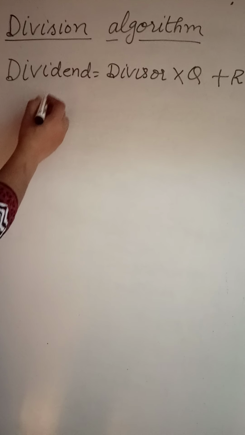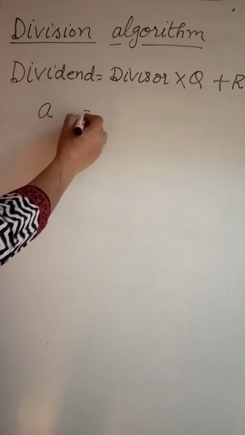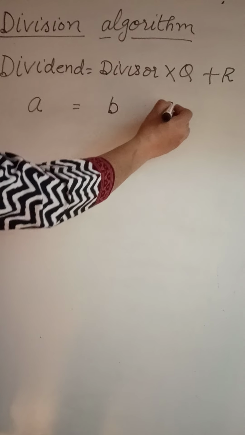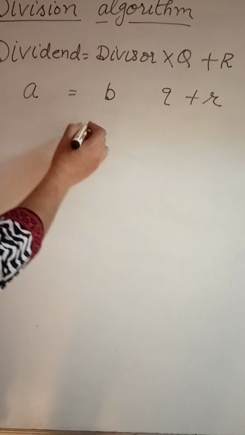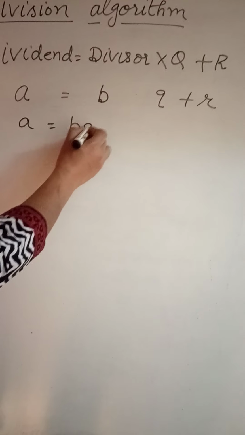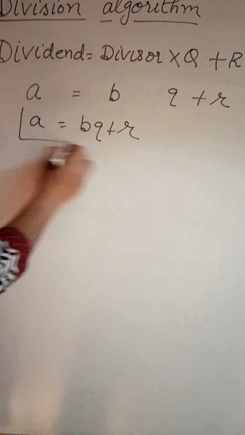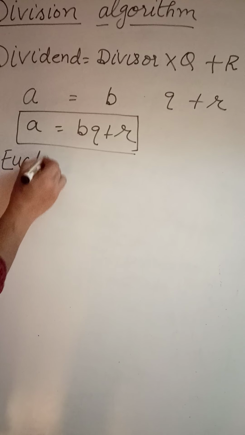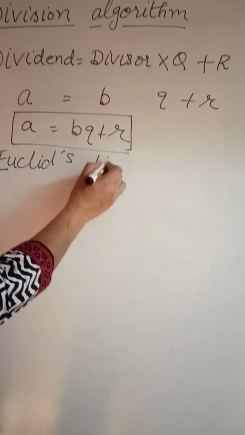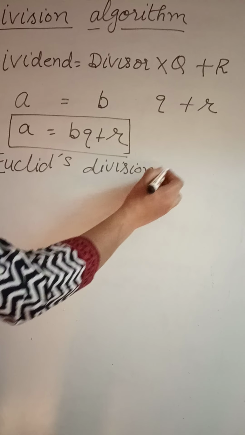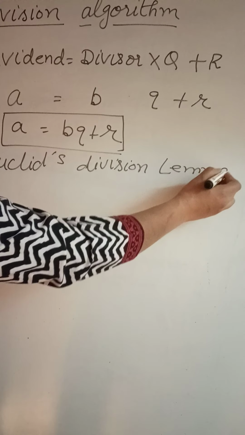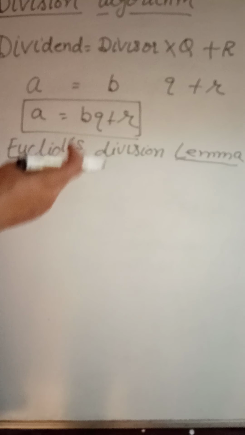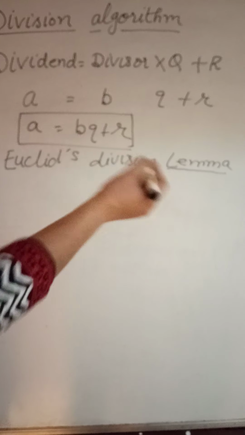Here, we'll be writing dividend as A, divisor as B, quotient as Q, and remainder as R. That means A equals BQ plus R. This is what? For 10th class students, we call it Euclid's division lemma. See, whatever we have done in our previous classes, same things we are doing, but with a different name. What do you mean by lemma?